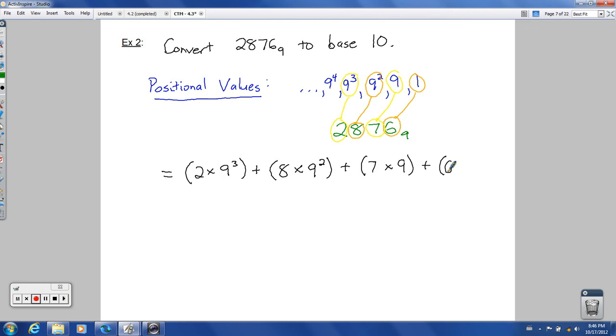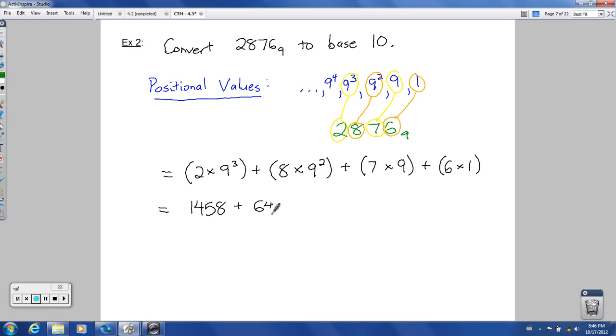This would be 729, this would be 81, and then I could do another step in between there. But let's say I understood that. Okay, so 2 times this, I put that into a calculator. I could go right to this step and say that would end up being 1458. And then this, 8 times 81 is what that would be. 8 times 81 ends up being 648.